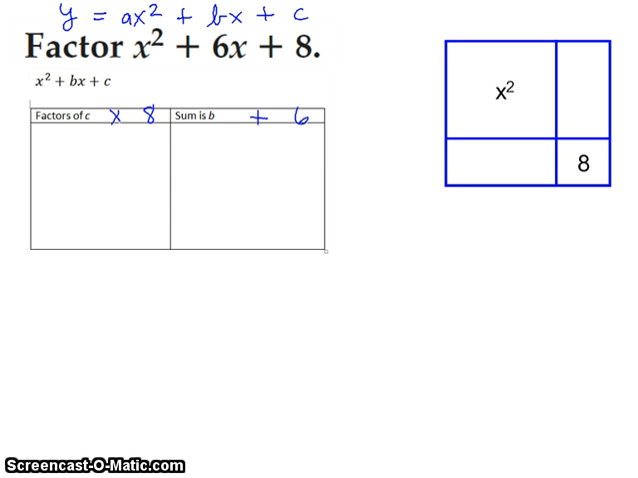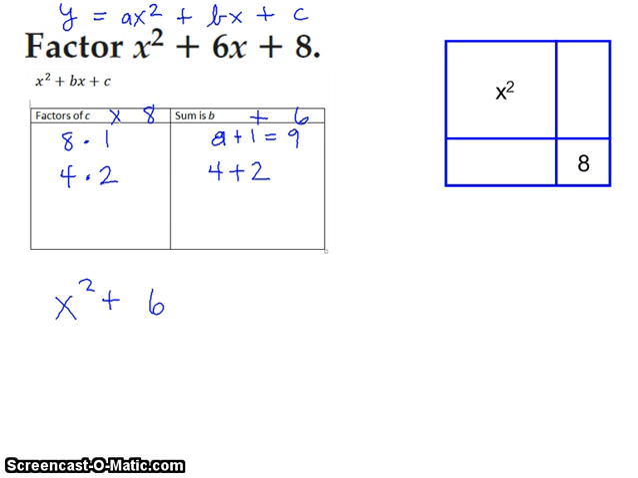So in this case, this would be 8 and this would be 6. So what are those numbers? Well, I could start out and I could say 8 times 1, but that gives 8, and 8 plus 1 gives me 9. So that doesn't work. But 4 times 2 works. Okay, so 4 plus 2.